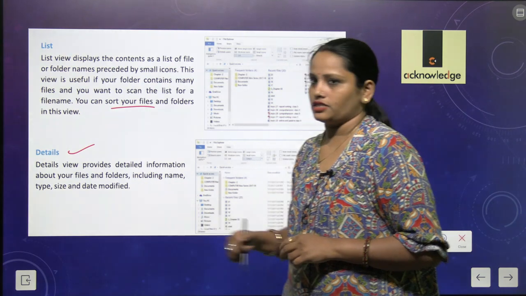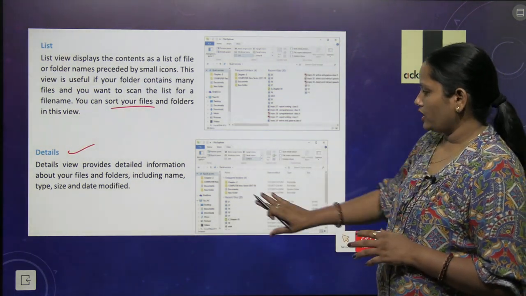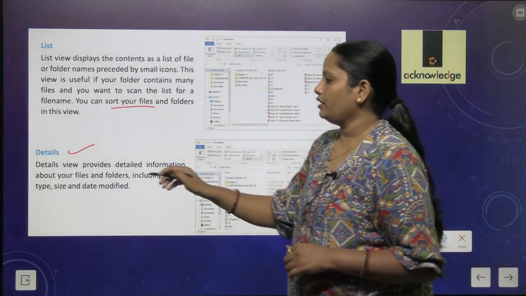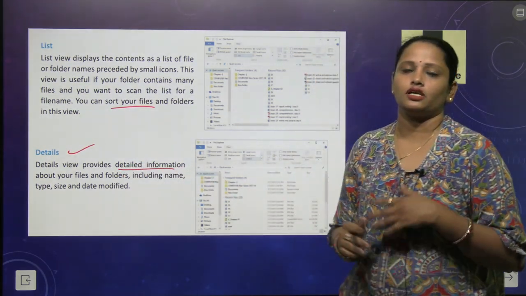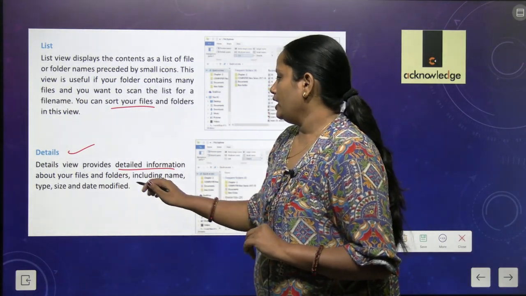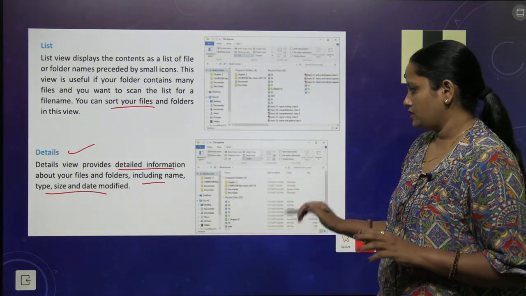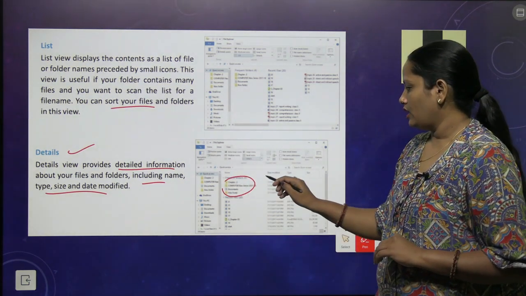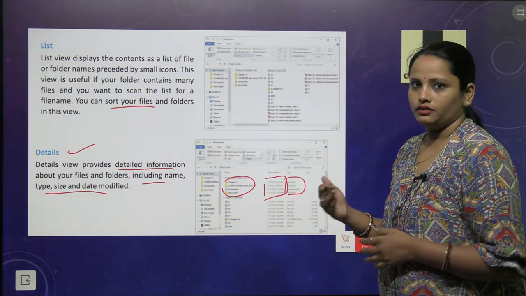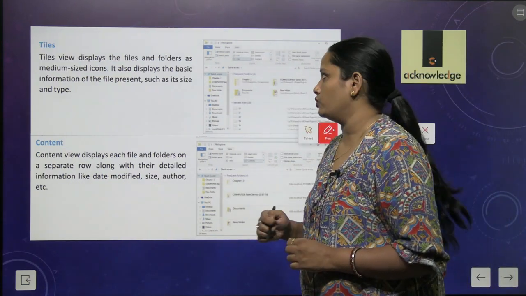Next is details. This is detail view. In this we can see there is a change in these both slides. Detail view provides detailed information. It gives the detailed information of whatever folder or file we have made, including the name, type, size and the date modified. All these things can be seen here. So this is a file or folder and these are the details, the date, time and the file or folder where they are included.